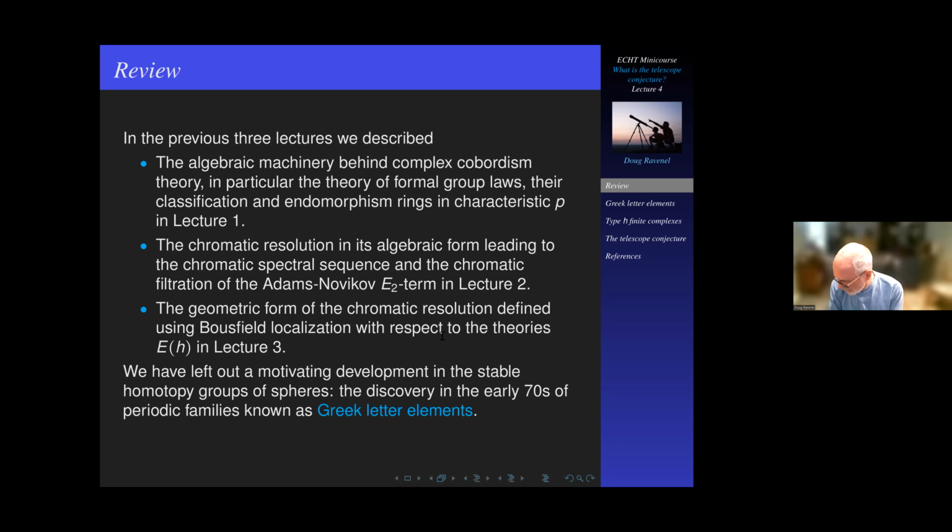It was the first time that we had anything systematic happening in the homotopy groups of spheres. Up until 1970, the homotopy groups of spheres appeared to be very chaotic. It was a lot of ad hoc calculations, and it was hard to see any patterns in it. So these periodic families were the first really interesting patterns. And it turns out we eventually learned that everything in the homotopy groups of spheres is part of such a pattern. But I'm going to start with the simplest examples.